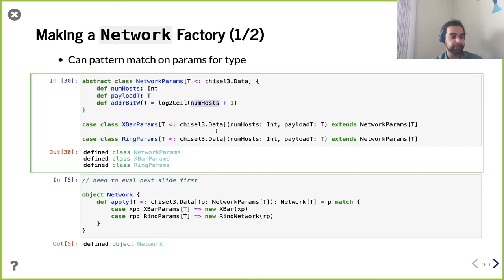That's an abstract class. And then go ahead and make case classes that extend network params. So case classes, remember, are kind of special things. They're really nice to use for a lot of things. How do we get that niceness of case classes? There are some consequences to case classes, right?